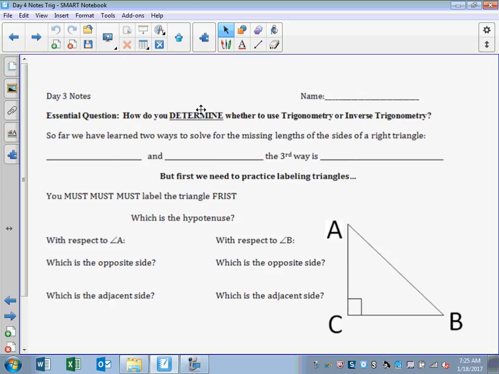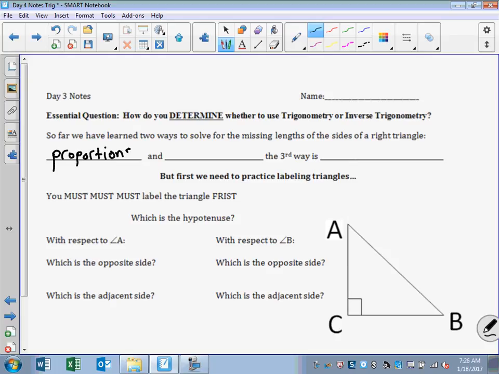So far, we have learned two ways to solve for missing lengths of the sides of a right triangle. On day 1, if you recall, we used proportions when we set up our chart to solve. So in lesson 1, we used proportions to find the missing lengths of the sides of a right triangle. And then in day 2, we used the Pythagorean theorem to solve for the missing sides.